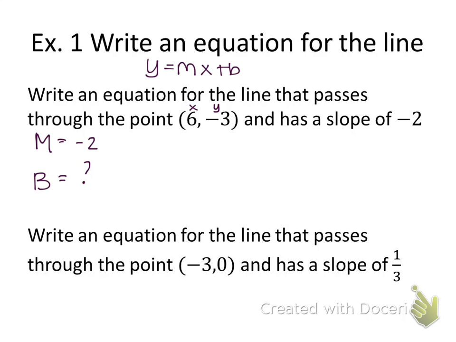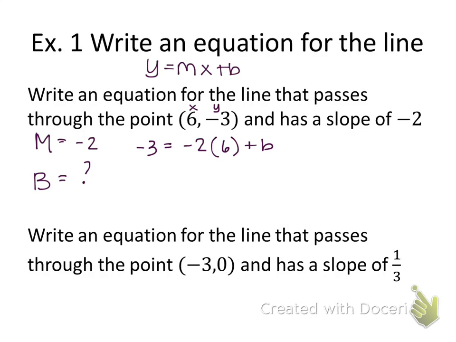So I know Y, I know M, because we know it's -2, and I know X. But what do I not know still? B. So I'm just going to plug it into my equation and solve for B. It becomes a problem that we would have done probably back in chapter 2. So we know that y, which is -3, equals M, which is -2, times X, which is 6, plus B. So all I want to do is solve for B.